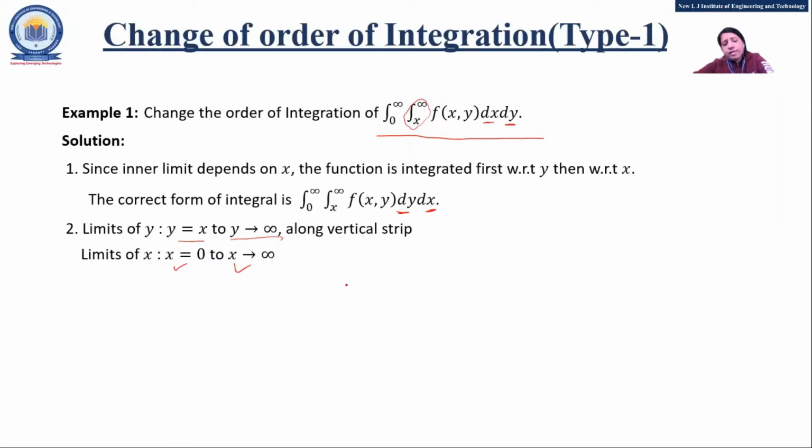Fine. Now how will we decide that? Whatever the limits are given, from that it will be either a horizontal strip or a vertical strip. So that we are going to see. The first step is to draw the region. Okay. So you can see that this is the x-axis, this is the y-axis. Now, see, y equal to x and y equal to infinity. So whenever the inner limit depends upon x, that is the limit of y. And the meaning is what?